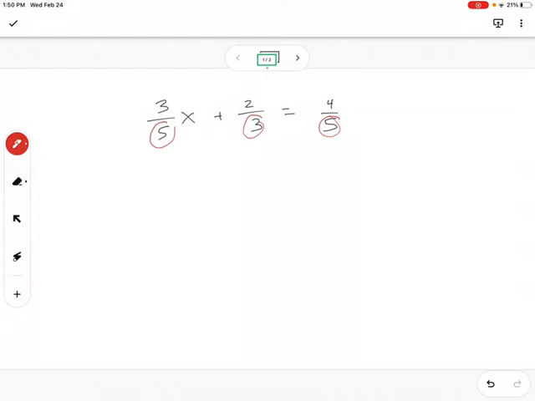Well, if you look at it, 5 and 3 both go into 15. That's the least common multiple, LCM. So what we're going to do is multiply everything by 15. So this is going to get multiplied by 15, every term by 15. This is going to get multiplied by 15. And this is going to get multiplied by 15. Okay, and now we're going to see how that simplifies.